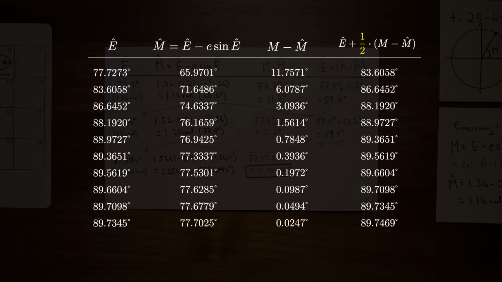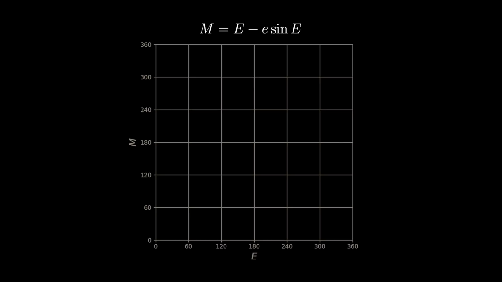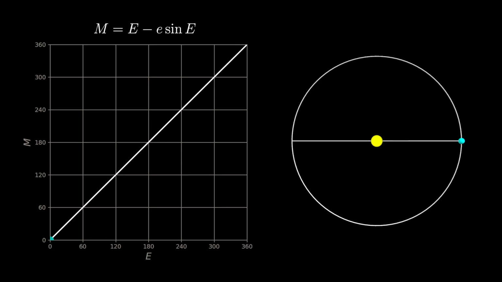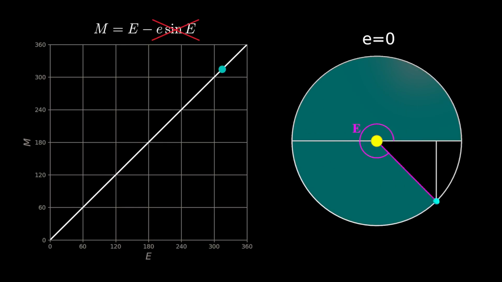And if we only adjust by half the error at each step, it converges much more slowly. To see why Kepler's approach works so well, it's helpful to plot the value of m across a range of E values. In the case of a purely circular orbit, our eccentricity, little e, is just 0, and m just equals E, so our plot is just a straight line with a slope of 1.